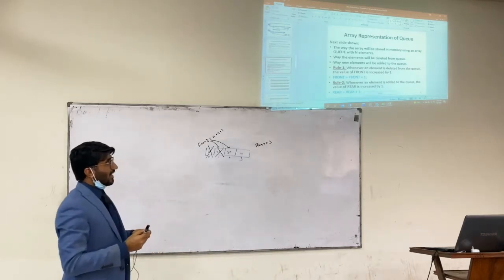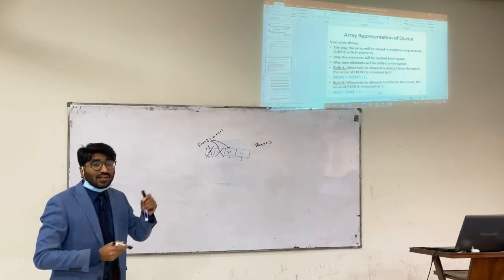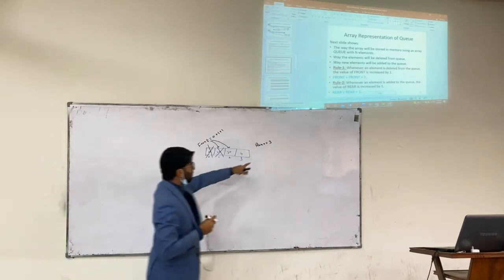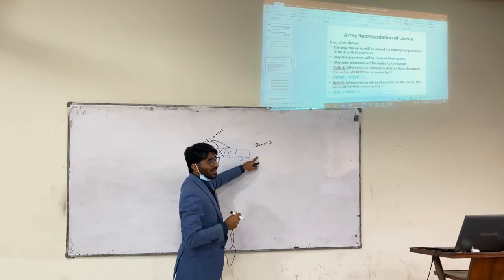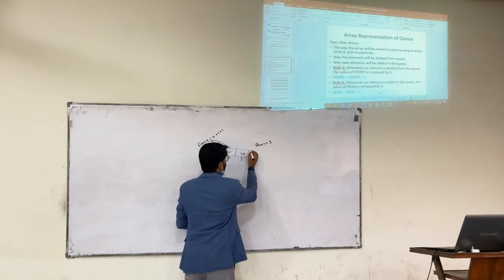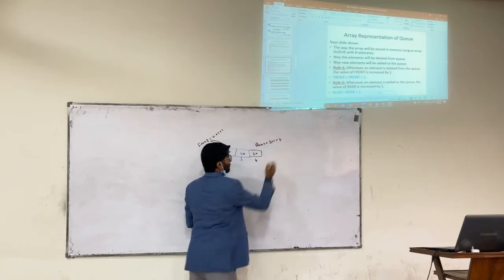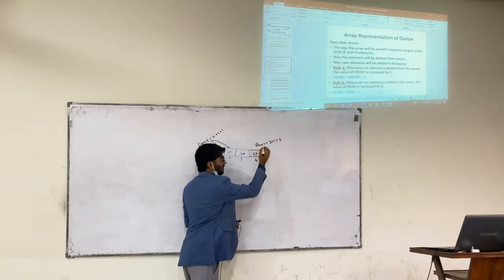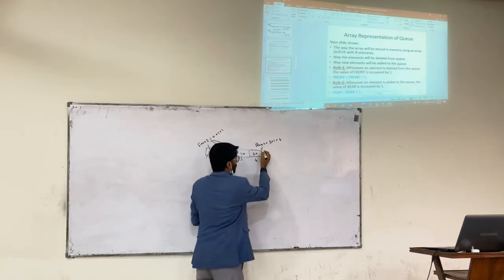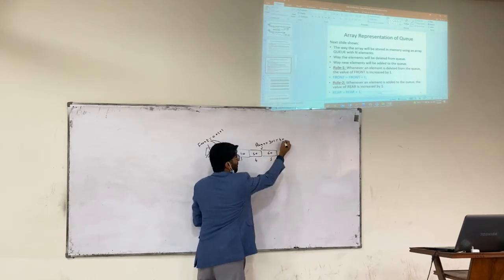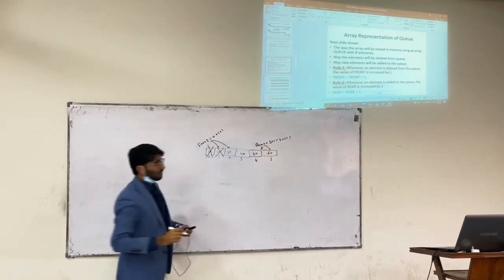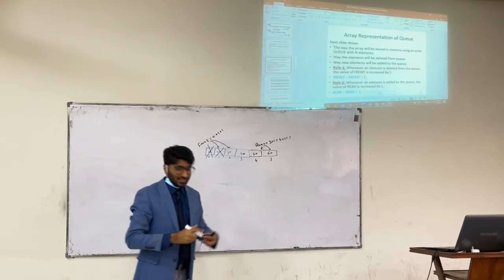Rule number 2: when an element is added, the value of rear will be increased by 1. Let's suppose this is the end where values are being inserted. I want to insert a new value, let's suppose 50. It will be stored at 4, so rear will be plus 1. Now rear will point to this one. If I want to insert a new value, let's suppose 60, it will be placed after that: 4 plus 1. So rear now will point to this one. This is the concept behind this.